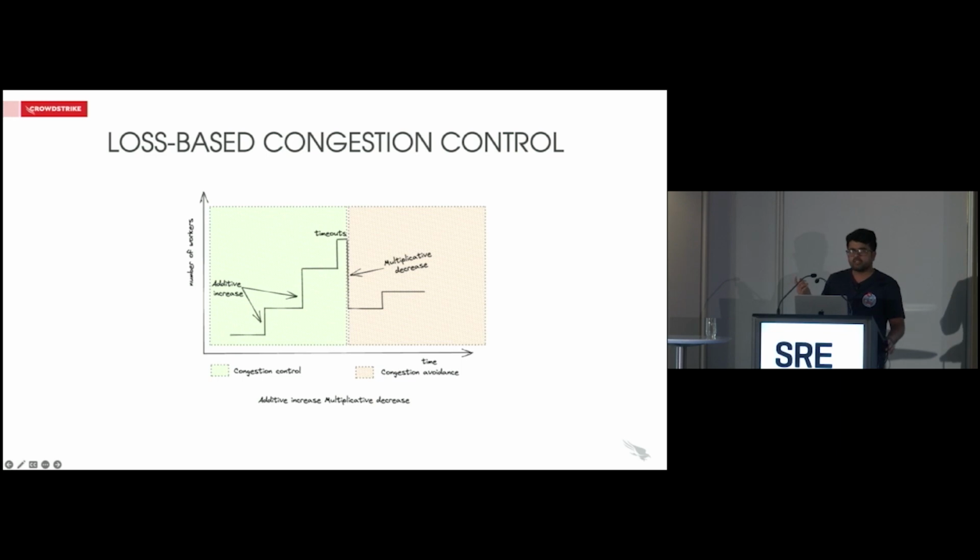We are working on improving the reactivity of our adaptive concurrency mechanism. While AIMD is simple to understand, implement, and run, and has given us excellent results, there are some drawbacks with AIMD. It is essentially a loss-based congestion control algorithm. So the risk with AIMD is that it will switch to congestion avoidance by decreasing the number of workers exponentially, if you still remember, only when it detects loss. And in our example, it was timeouts.